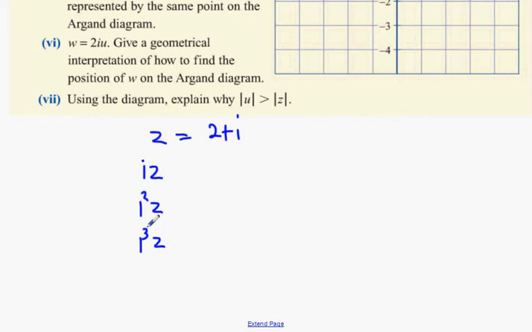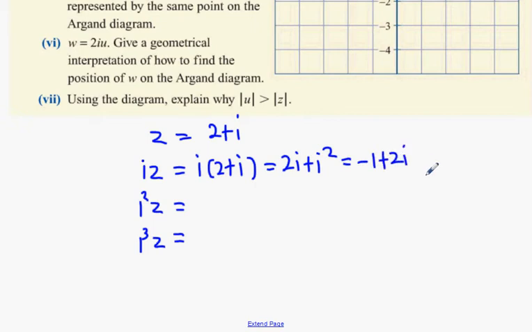Now, you can do this two ways. The first way of doing it is like this. You multiply your original one by i. That makes sense? And then you're going to get 2i plus i squared. The i squared is a minus 1, so it's minus 1 plus 2i. Is that right?